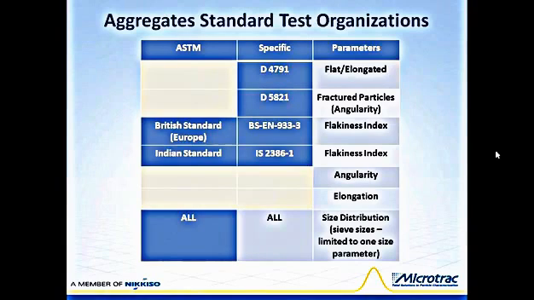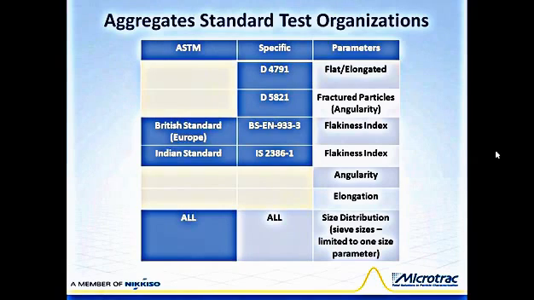There are three major standards organizations that have published standards for aggregate tests: the US, Europe, and India. ASTM standards D4791 and D5821 for the US, the British standard BS-EN 933-3 for Europe, and IS 2386-1 for India.